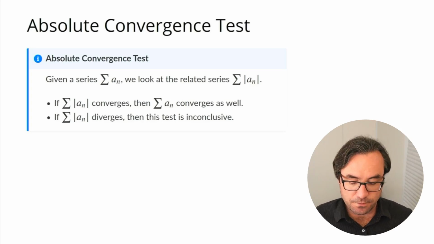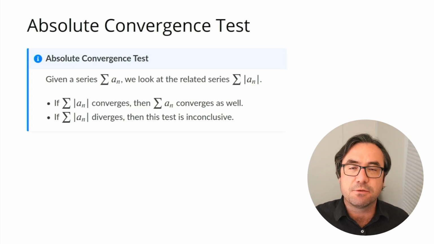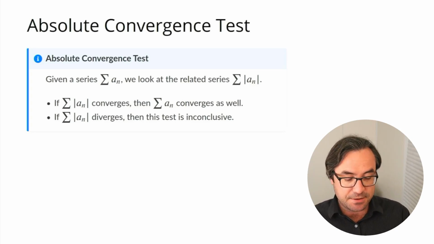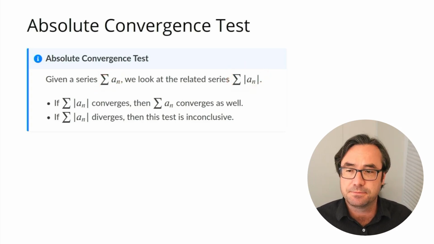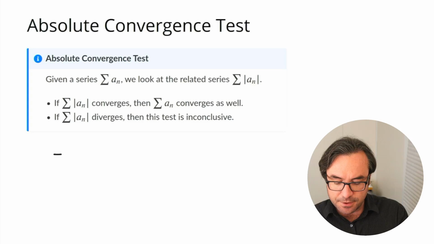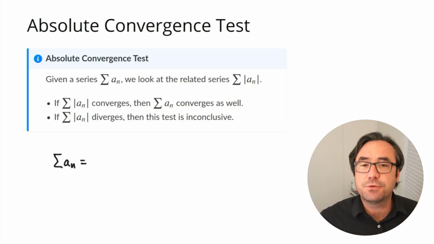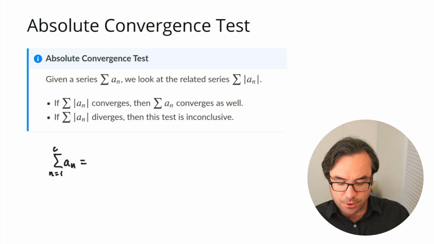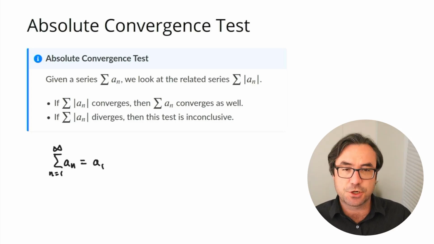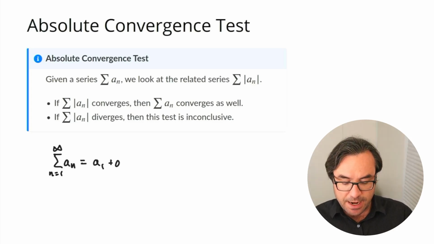All right, so before we get to the meat of what this test says, let's look at these two potentially different series. So we have sigma an. Let's just write out the first few terms here. Let's suppose that this starts at n equals 1 and we're going to infinity. So the very first term would be a1, and then we're adding a2 and a3 and so on.